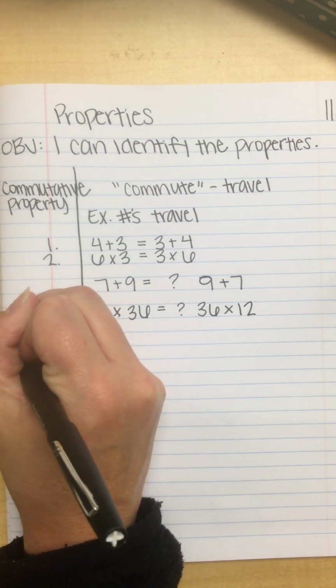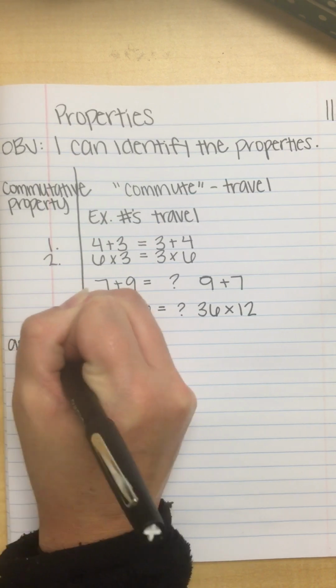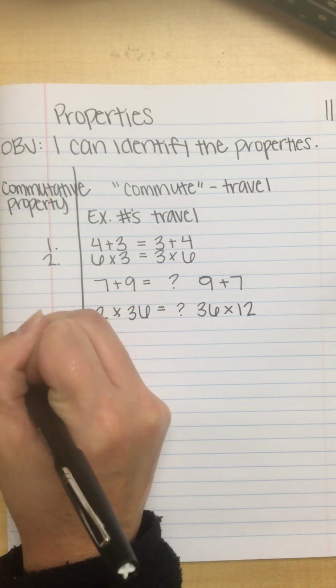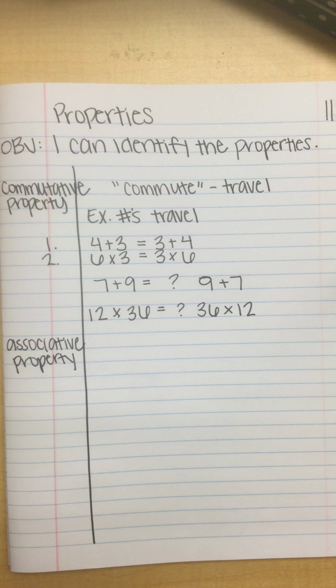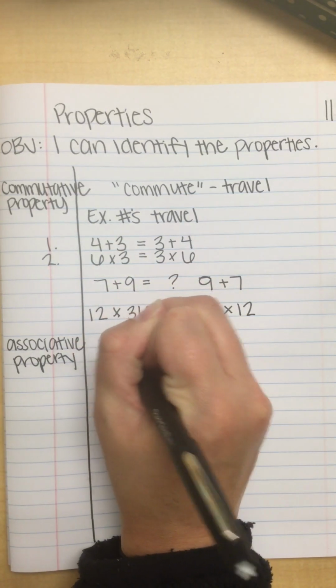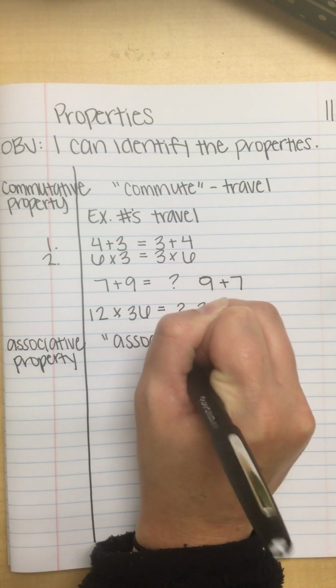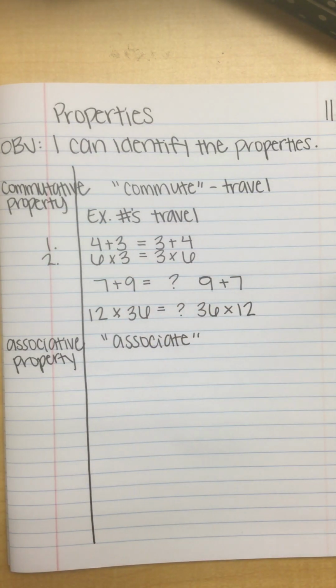The next property we're going to learn is the associative property. So the root word or the main word in associative is associate. And if you are in a club or a sport, you associate with different people. When you go to your math class, you associate yourself with your math friends, but when you go on the playground, maybe you are now associating yourself with your football friends.